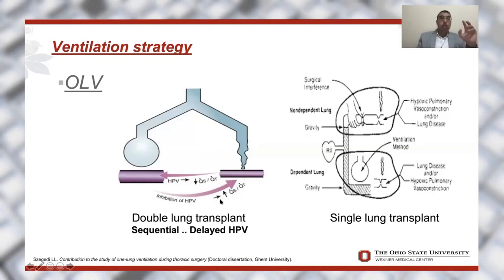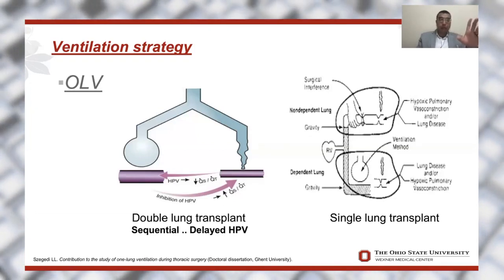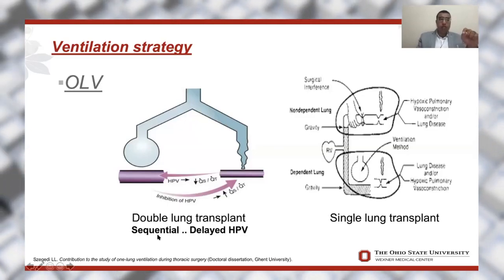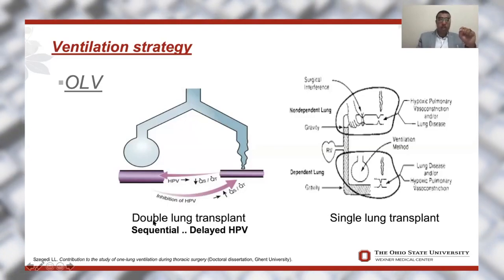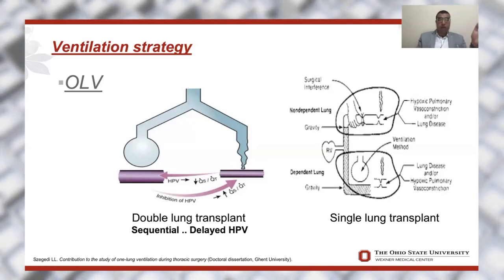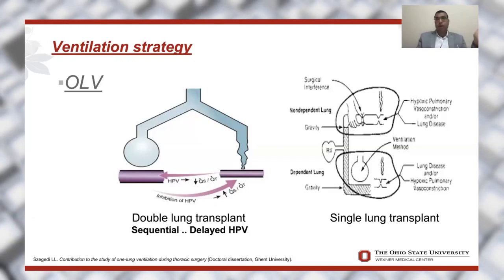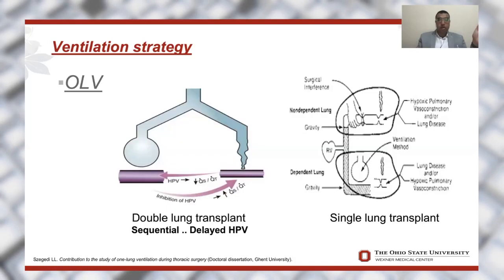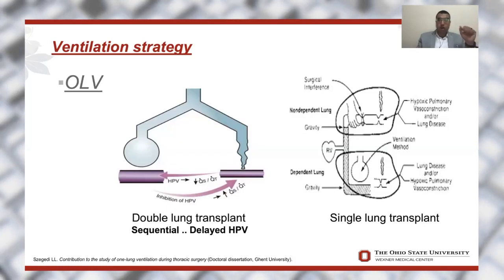So you should predict a little bit of hypoxia because of the delayed hypoxic pulmonary vasoconstriction in case of sequential one lung ventilation at the double lung transplant. How do they avoid all of this? By cardiopulmonary bypass or VA ECMO, so no more hypoxia or nothing else.